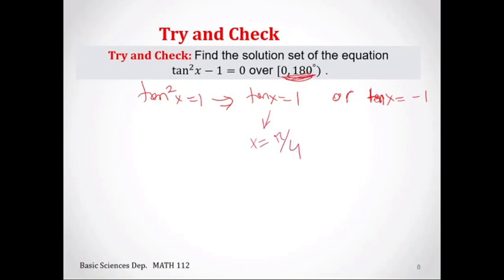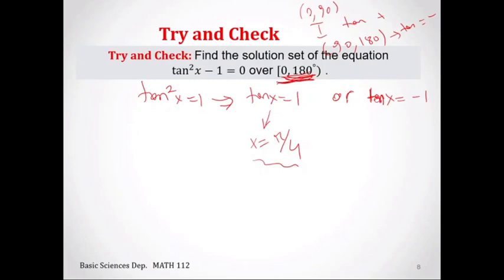because in the first quadrant, tangent is positive. So from 0 to 90, it will be positive, and from 90 to 180, tangent is negative. So it will be just 45 degrees in this case, because it's positive only from 0 to 90 on this interval.